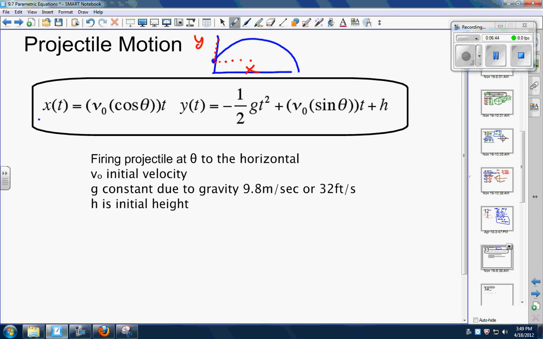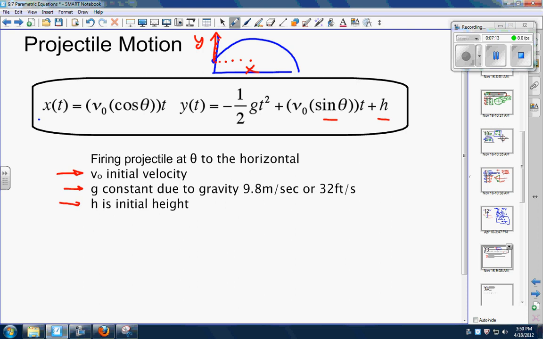X of t, v sub 0 cosine theta times t. V sub 0 is that initial velocity that you shoot that thing off with. Now that's all that x controls, is a cosine coordinate. You come over here to the y, but if you think about what's happening in the y, you have to add in this gravity constant, you have to add in the sine component, and also the starting height.